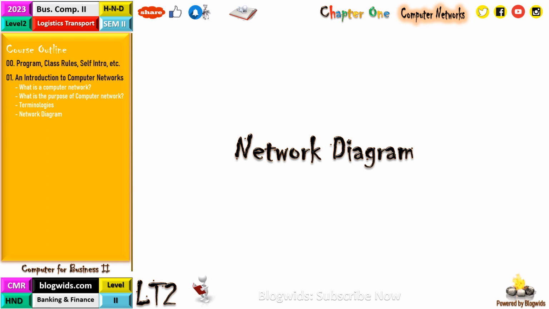Now let's look at what is known as a network diagram. The network diagram is just an illustration of nodes and connections and their modes of connection. So that's a network diagram. We may ask, define the term network diagram. Okay, so it's a representation of the nodes, their modes of connection on a network.